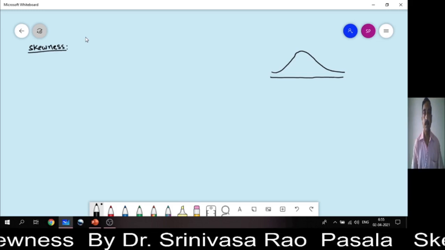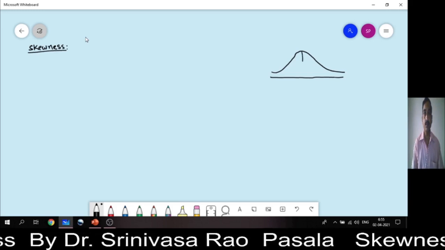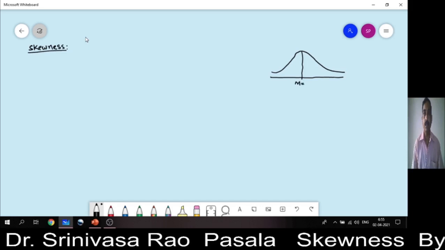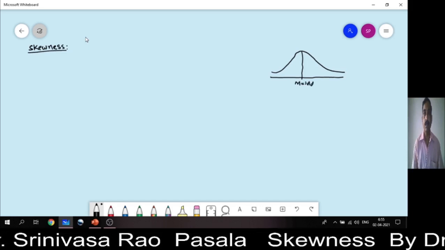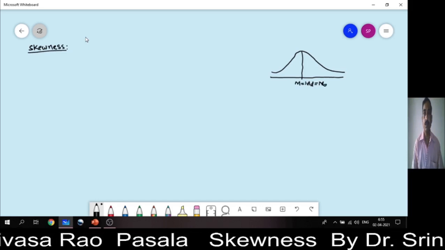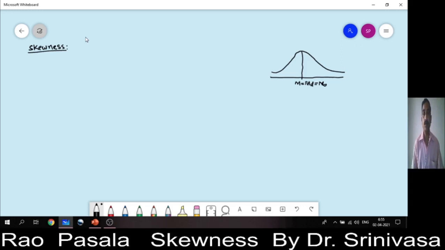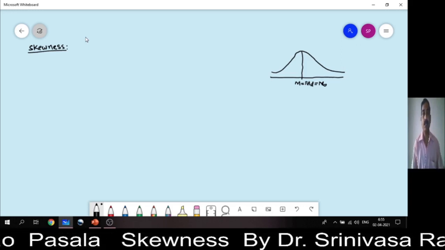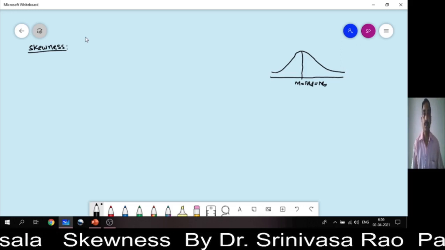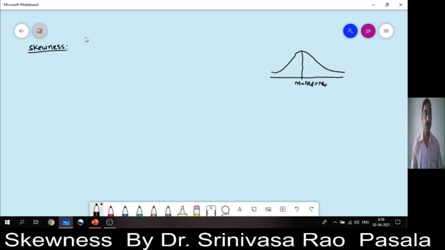At the same time, at the maximum height of the curve, mean equals median equals mode. Also, the number of observations on the left hand side exactly equals the number of observations on the right hand side. So this is nothing but symmetry. Now let us learn about skewness.